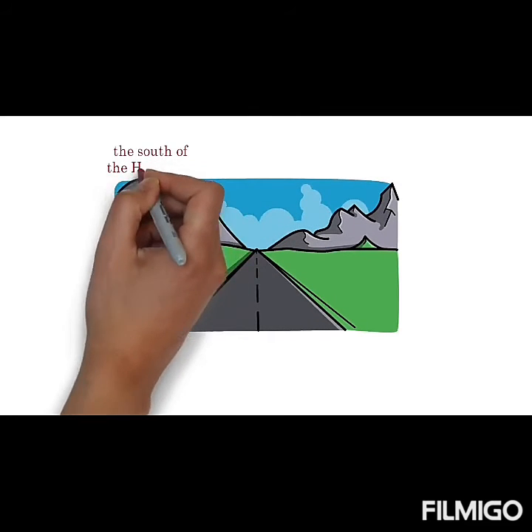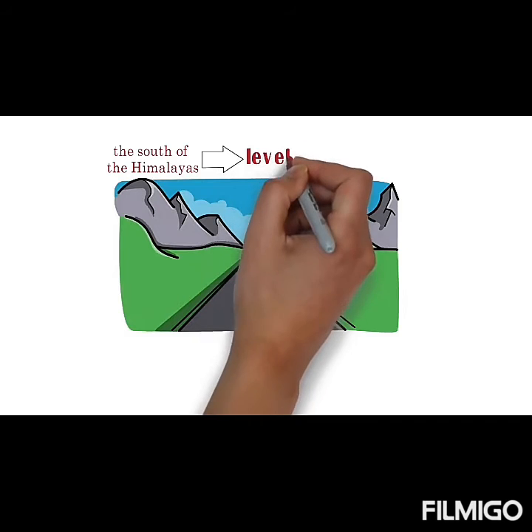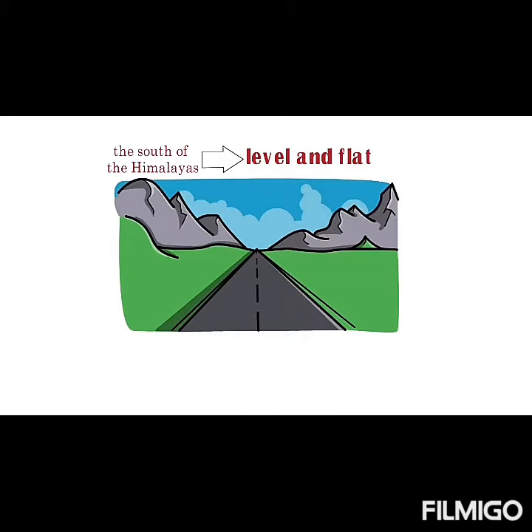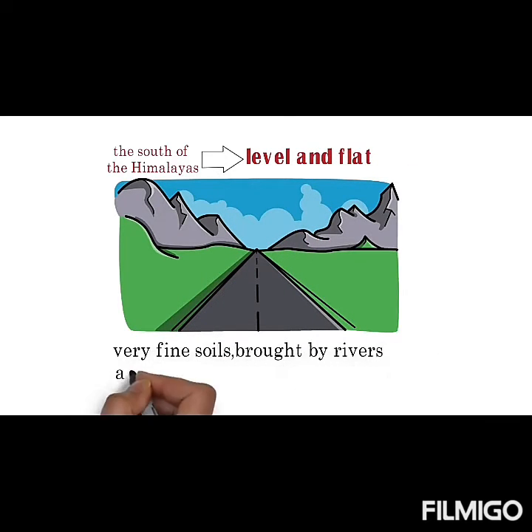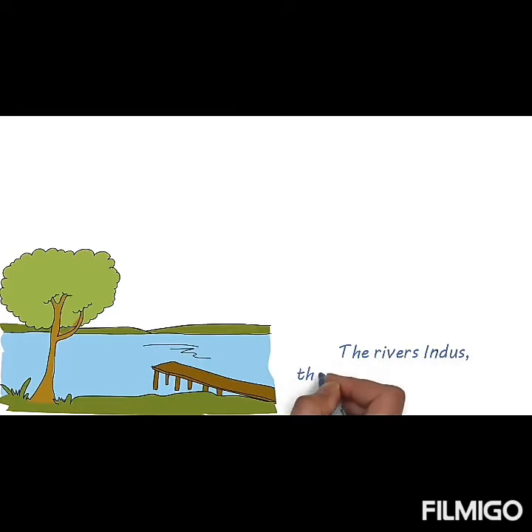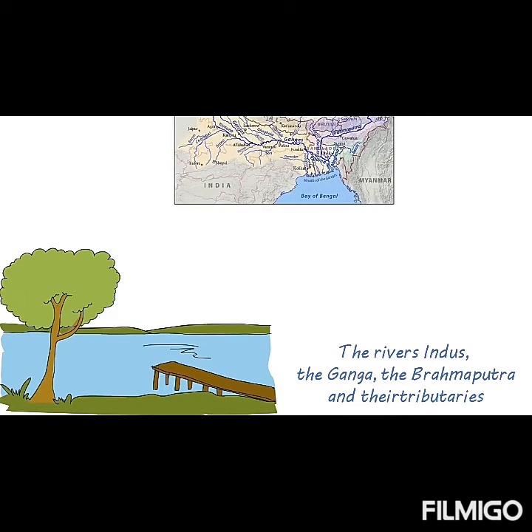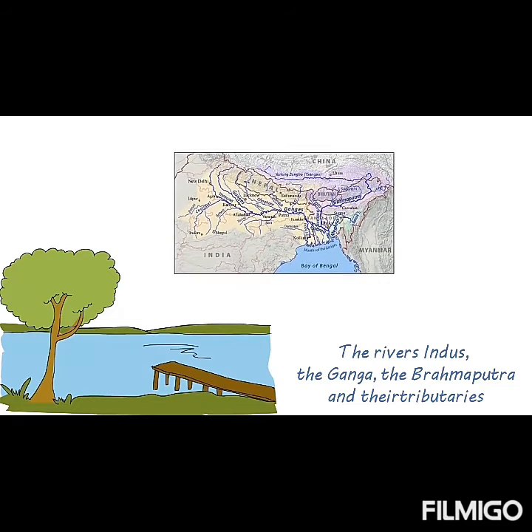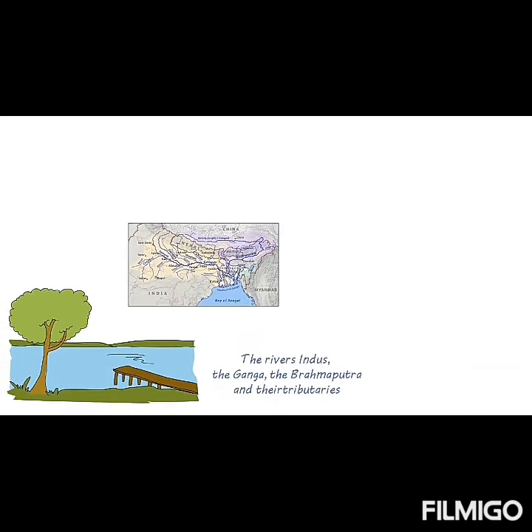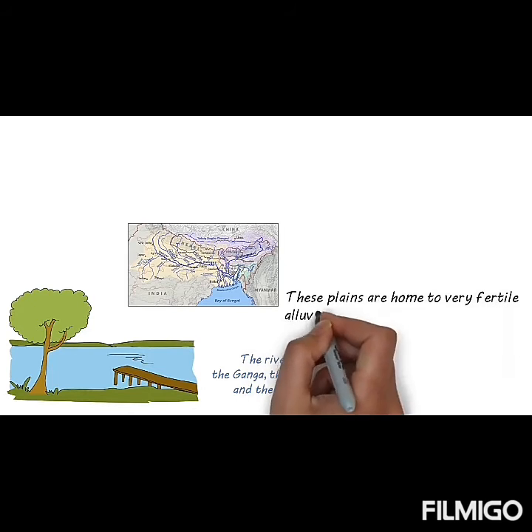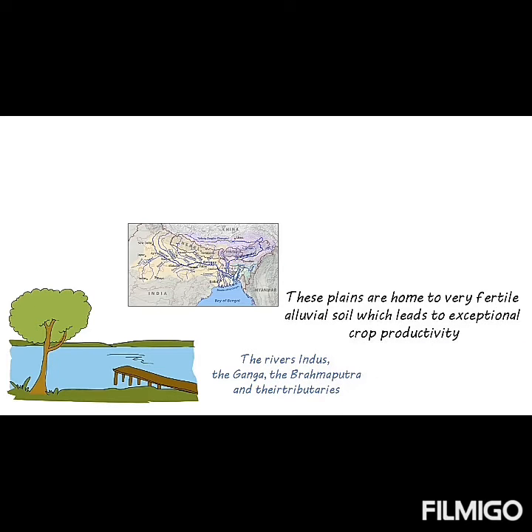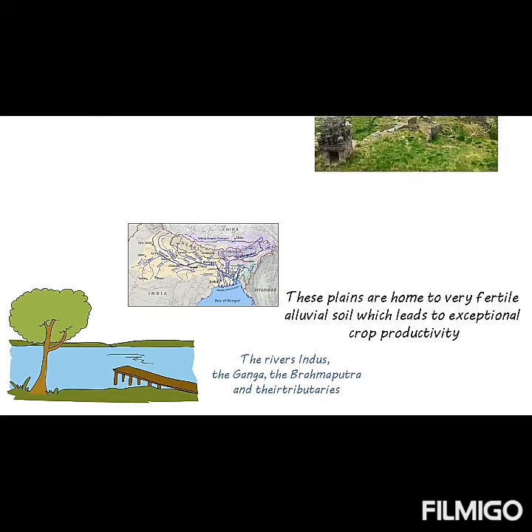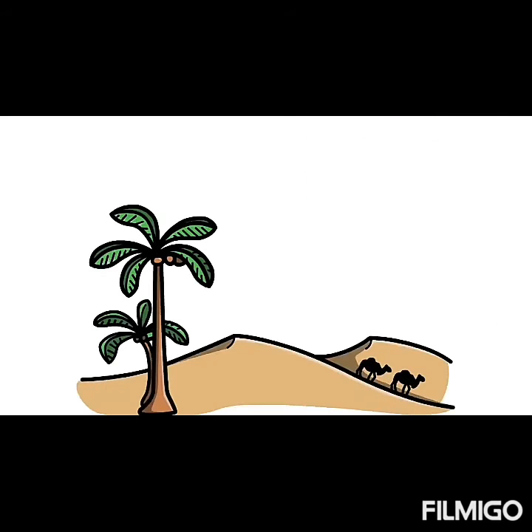The next is the Northern Indian Plains, which lie to the south of the Himalayas. They are generally level and flat. These are formed by the alluvial deposits laid down by the rivers, the Indus, the Ganga and the Brahmaputra and their tributaries. These river plains have streams which contribute water to a main river by discharging into it from either side. So these provide fertile land for cultivation. As a result, there is a high concentration of population in these plains.